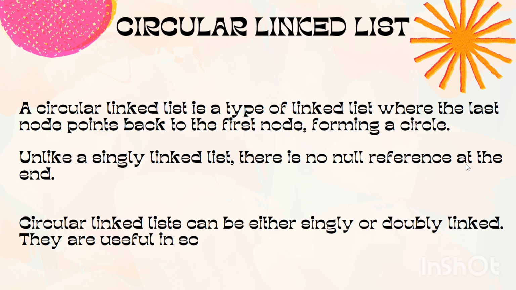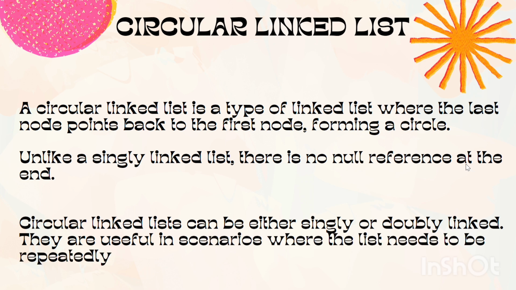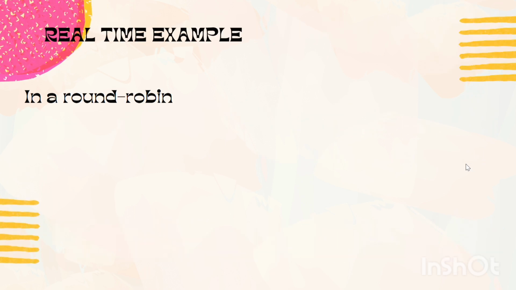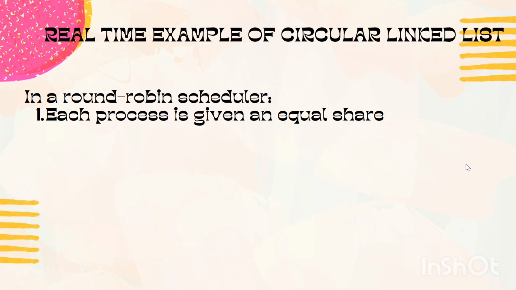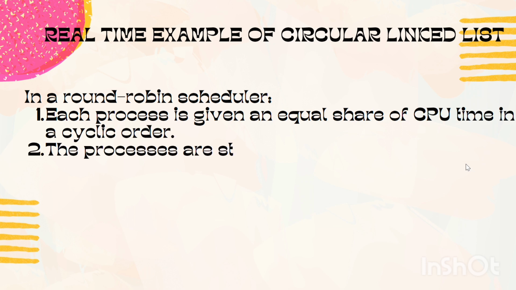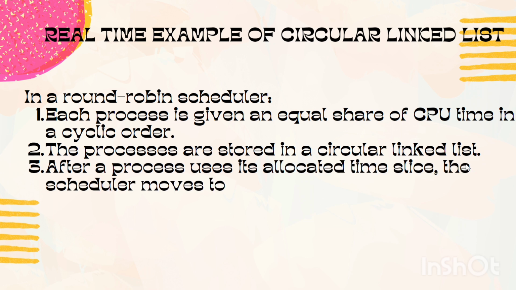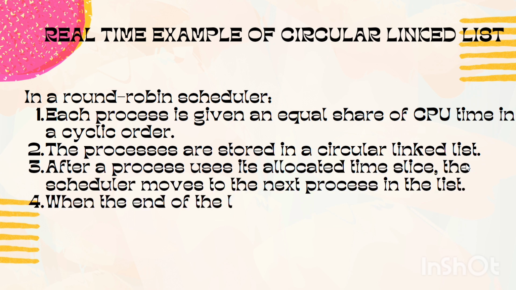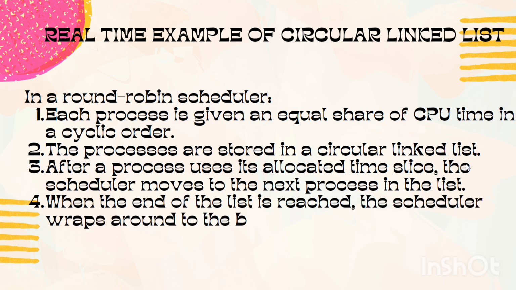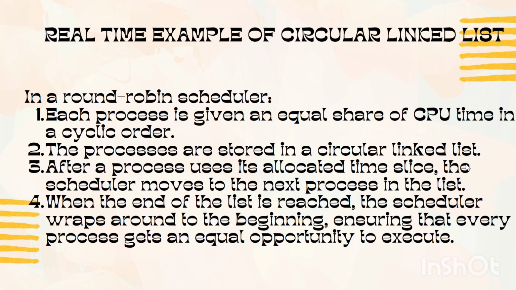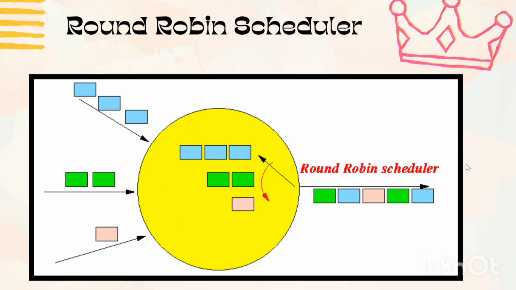They are useful in scenarios where the list needs to be repeatedly traversed, such as in round robin scheduling. So let's see the real-time example of a circular linked list. In round-robin scheduling, each process is given an equal share of CPU time in a cyclic order. The processes are stored in a circular linked list. After a process uses its allocated time slice, the scheduler moves to the next process in the list. When the end of the list is reached, it wraps around to the beginning, ensuring that every process gets an equal opportunity to execute. So here is the real-time example of a round-robin scheduler.